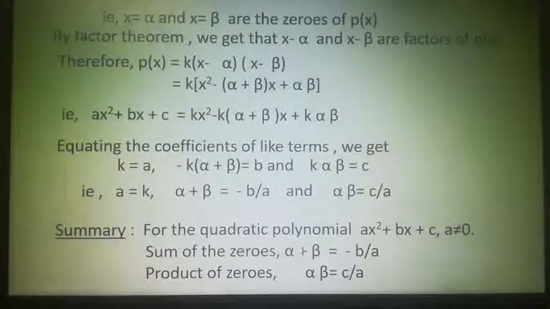Whenever you are given a polynomial and two zeros, these two zeros alpha and beta will always satisfy these two conditions. That is, when the two zeros are added, you will get minus b by a, and when you take the product of the two zeros, it is equal to c by a, for a quadratic polynomial.